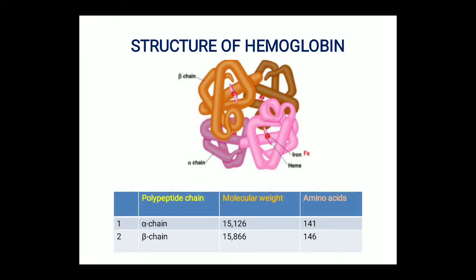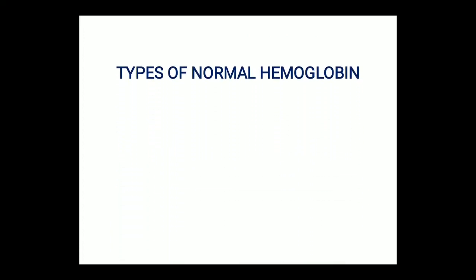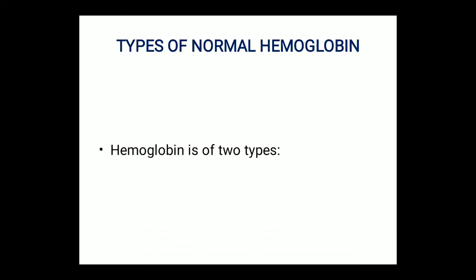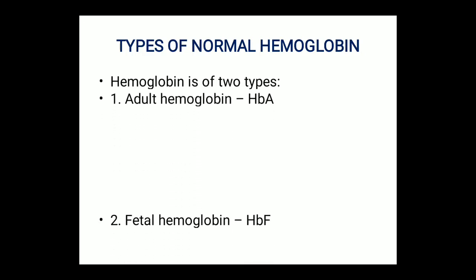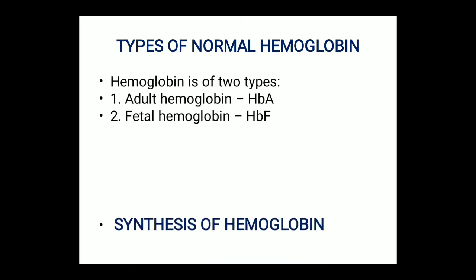Polypeptide chain, molecular weight and amino acids. First, alpha chain: 15,126 molecular weight, 141 amino acids. Beta chain: 15,866 molecular weight and 146 amino acids. Types of normal hemoglobin. Hemoglobin is of two types. First, adult hemoglobin HbA, second, fetal hemoglobin HbF.